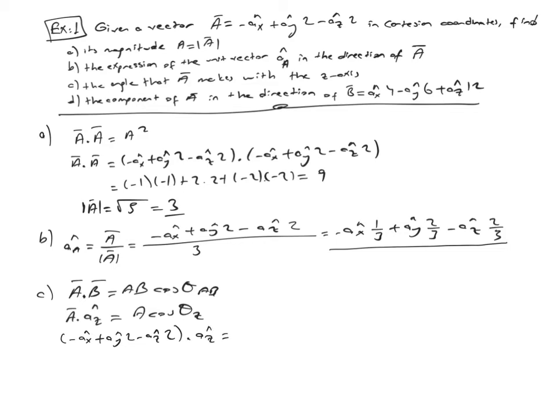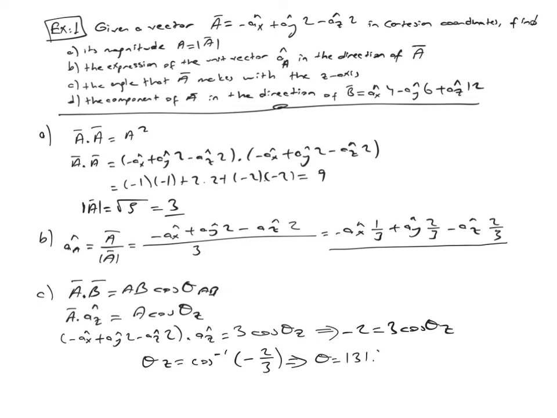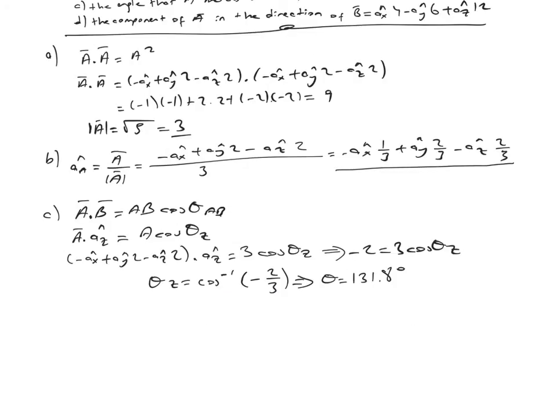Magnitude of vector A is equal to 3, and from here minus 2 is equal to 3 cosine theta z, and theta z is equal to arc cosine minus 2 over 3, and from here theta is equal to 131.8 degrees. And in part D, we are asked to find the component of vector A in the direction of vector B.